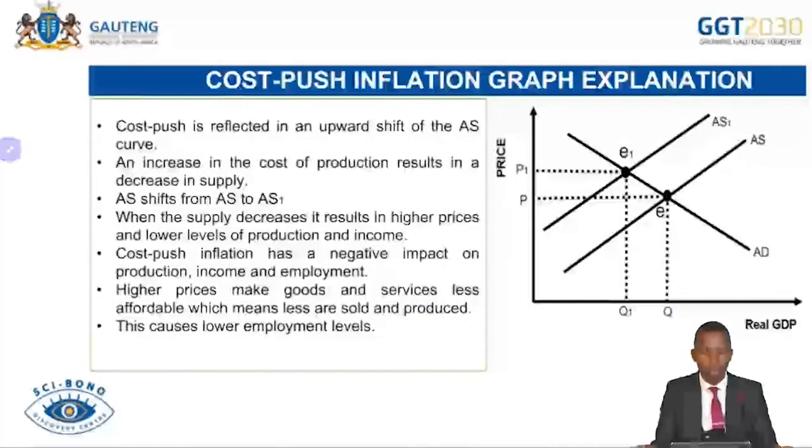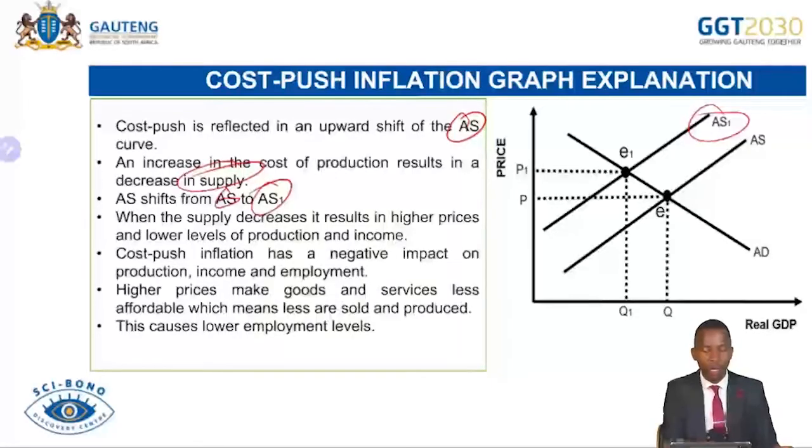The explanation of the graph. And then cost push inflation is reflected on the upward shift of the AS. An increase in the cost of production results in a decrease in the supply. So if the production cost is increasing, the supply will decline as AS shifts from AS to AS1. When the supply decreases, it results in higher prices and lower levels of production and income. Cost push inflation has a negative impact on the production, income, and employment. High prices make goods and services less affordable, which means less are sold and produced. This causes lower employment levels within the economy.